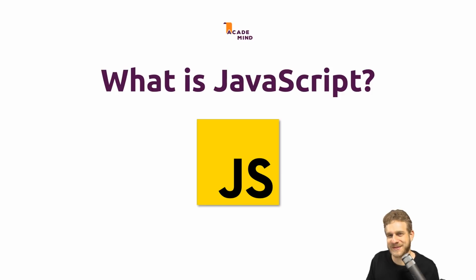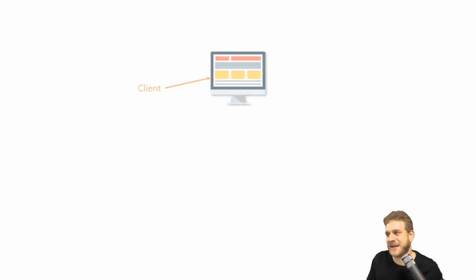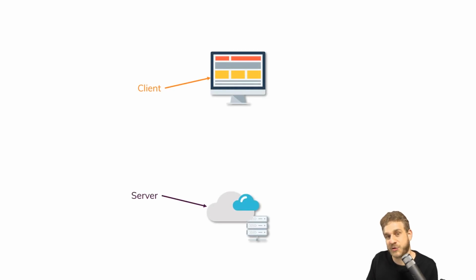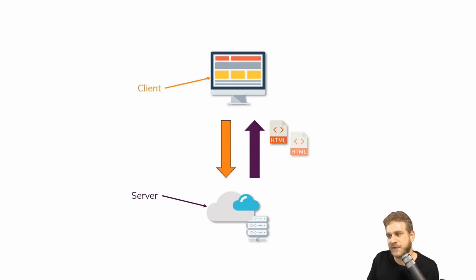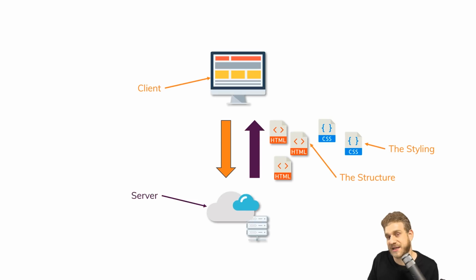What is JavaScript? Let's have a look at a typical web page with a client, so the browser, and our server. We send a request because we enter some URL, and we get back a couple of files. HTML files maybe, for different pages. CSS files for styling, because HTML gives us the structure, CSS gives us the style.